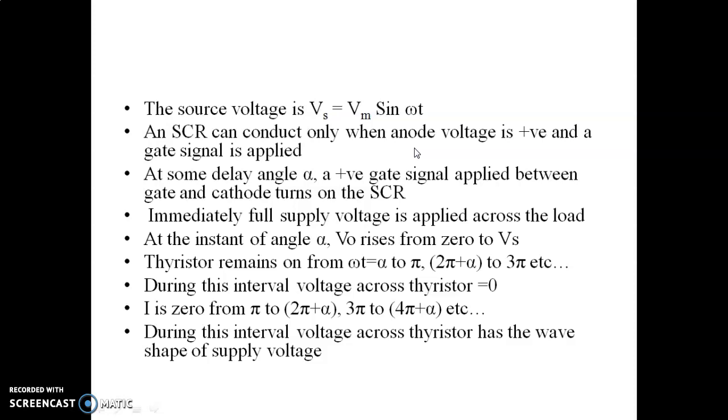That is when the thyristor is in the off condition: pi to 2 pi plus alpha, then 3 pi to 4 pi plus alpha, etc. The thyristor will be in the off condition. When the thyristor is off, the current will be 0. During this interval, the voltage across the thyristor has the wave shape of the supply voltage. That is, it is like an open switch.